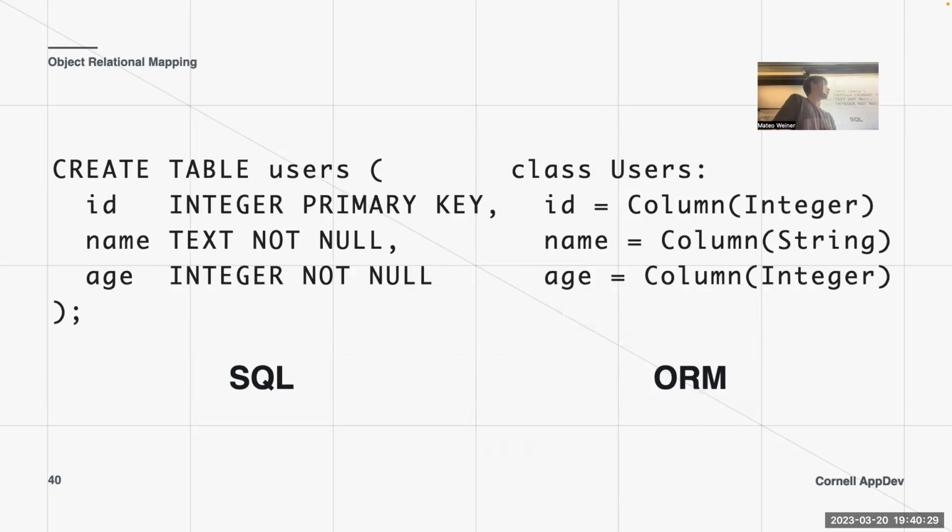So on the left here, we have what we would normally write in SQL. And on the right here is one example of an ORM. And so there are many different types of ORMs. They all look a little bit different. This is just any generic one, what you could specify and what it might look like. So instead of creating a table of users, you create a class users, and each class has an ID, a name, and an age. And so this might be very familiar to what you learned in 1110 or 2110. And this is what an ORM does for us.